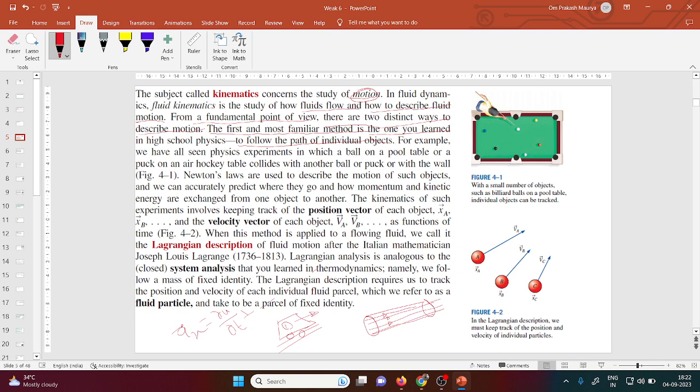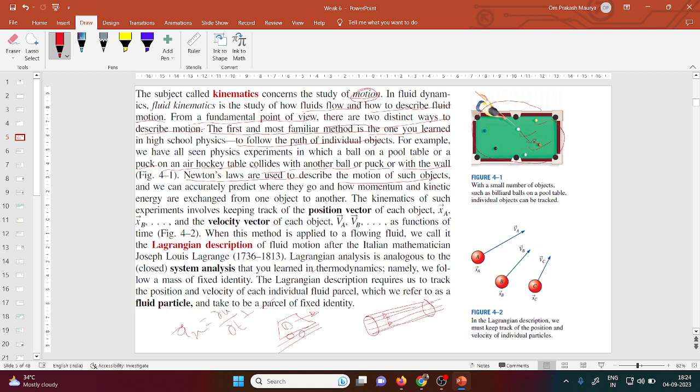For example, we have all seen in physics experiments a ball on a pool table, you can see here, this is the pool table and these are the balls. So this is the discussed ball on a pool table or a puck on an air hockey table colliding with another ball or puck or with the wall. Basically you can simply understand that one ball collides with another ball. So what are the Newton's laws used to describe the motion of such objects? When Newton gave the laws, Newton gave the laws for such types of bodies. But in our case, here it is fluid.